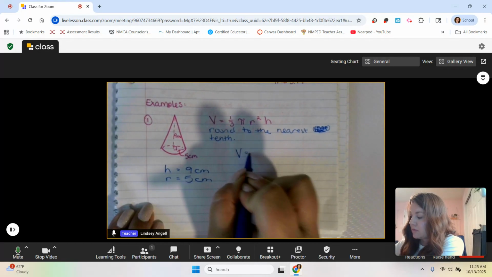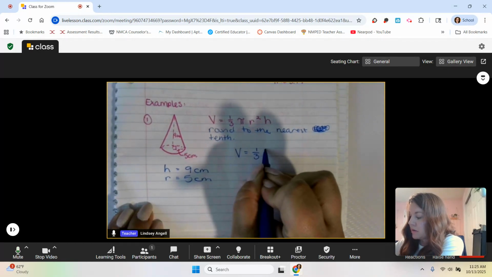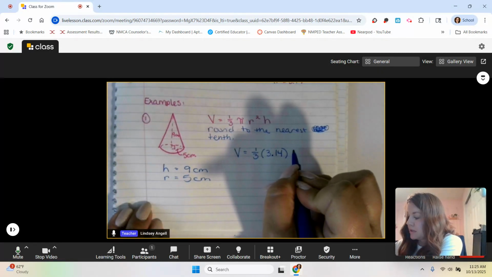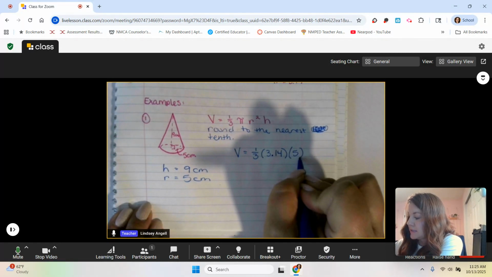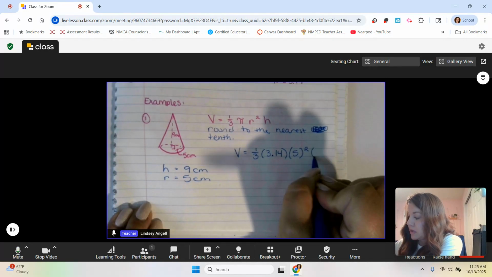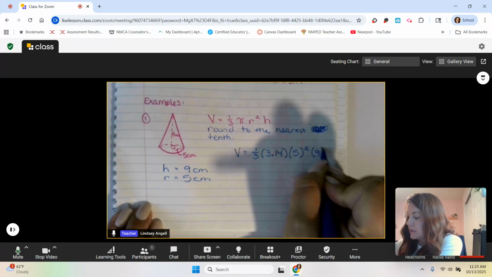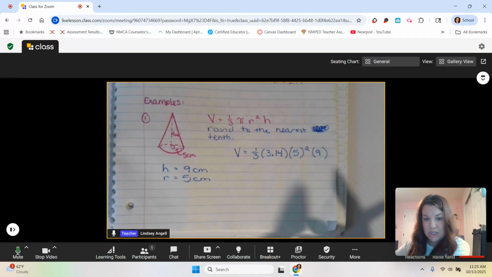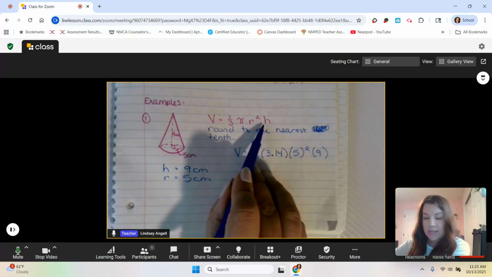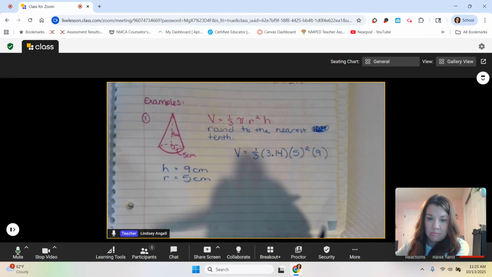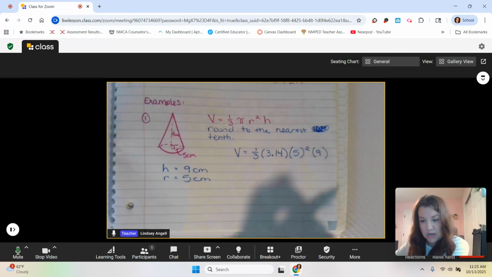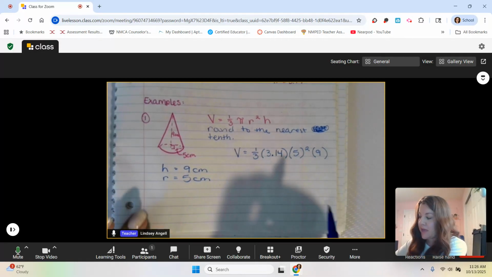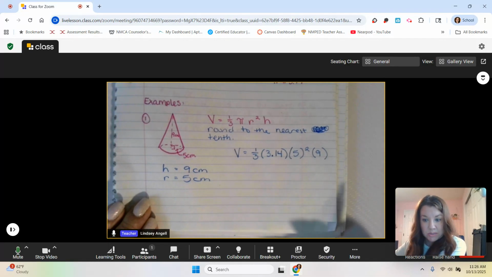So we've got the volume is equal to 1/3 times pi, remember we're going to use 3.14, times our radius squared times our height, which is 9. I'm using parentheses to signify multiplication. When they're all smushed together like that, that also means multiplication. But once you start writing numbers in there, it's hard to have them just smushed together. So from this point, we can go ahead and multiply.